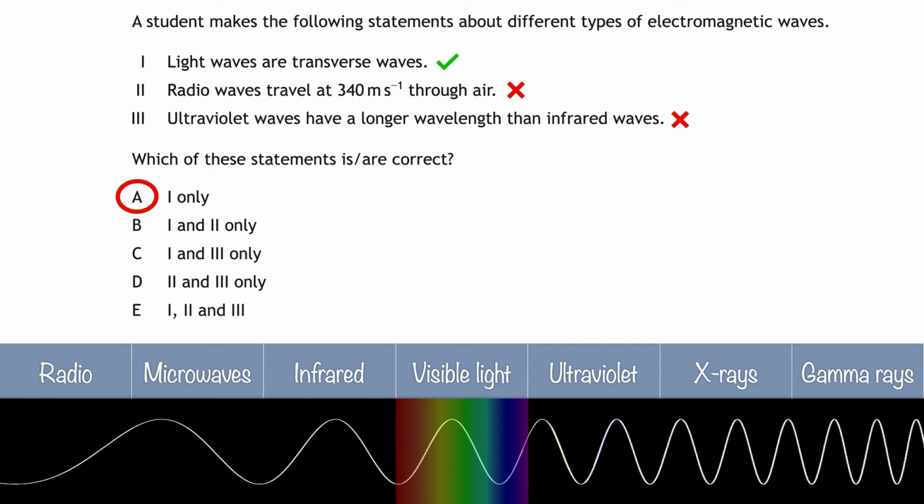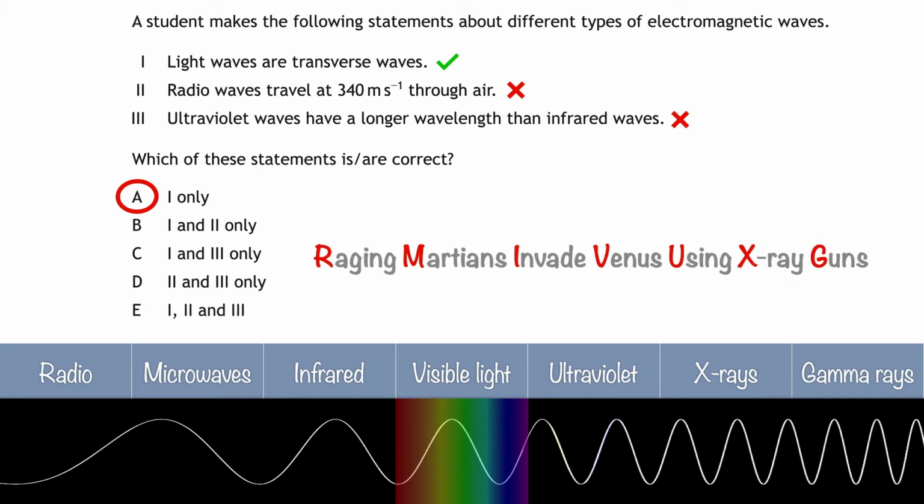Make sure that you have a method of memorising the electromagnetic spectrum so that you can answer questions like this one, as well as one that will come up later. One method is to remember this phrase: raging Martians invade Venus using X-ray guns, although other phrases are available.